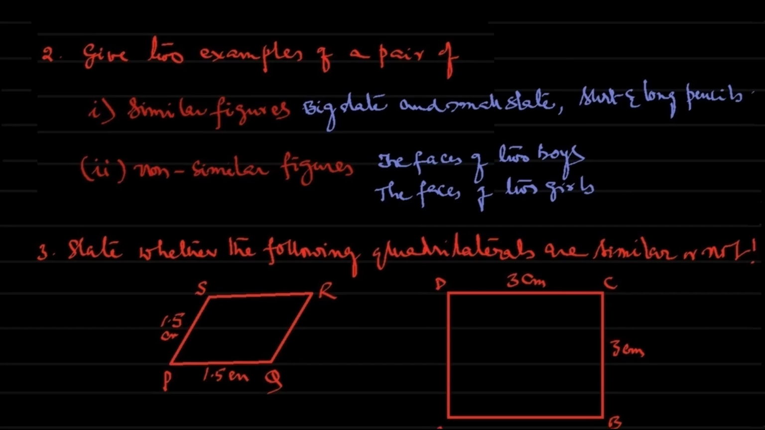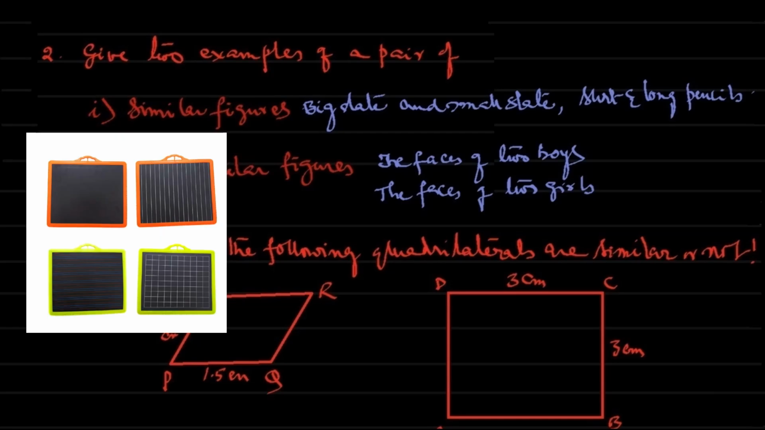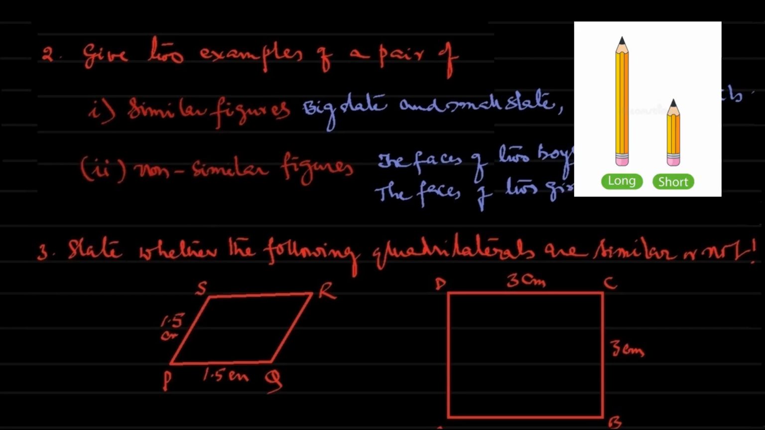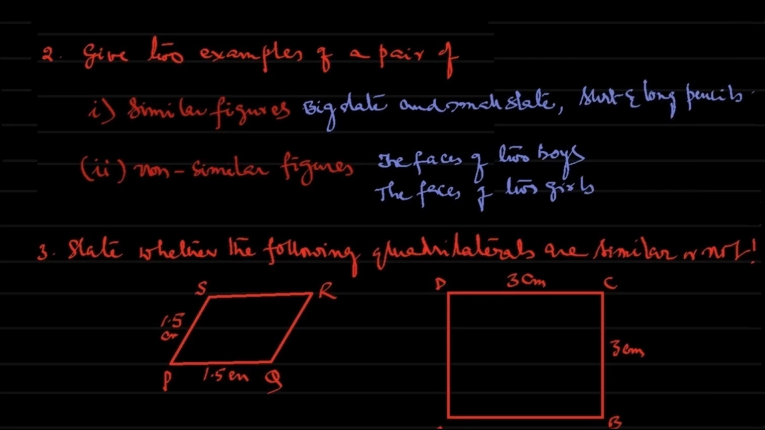Give two examples of a pair of similar figures. Okay, big slate, small slate, both are similar. Take one sharp pencil, take another long pencil, their shapes are similar. So that's what I have written here. Big slate, small slate, sharp and long pencils. Two examples I gave.